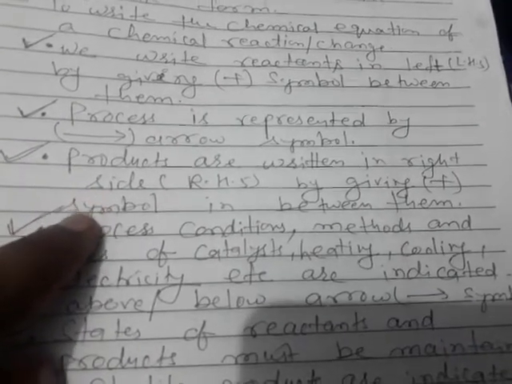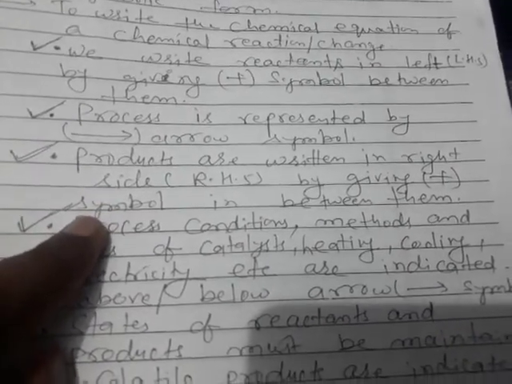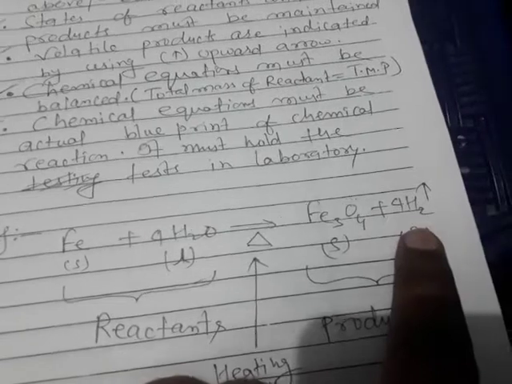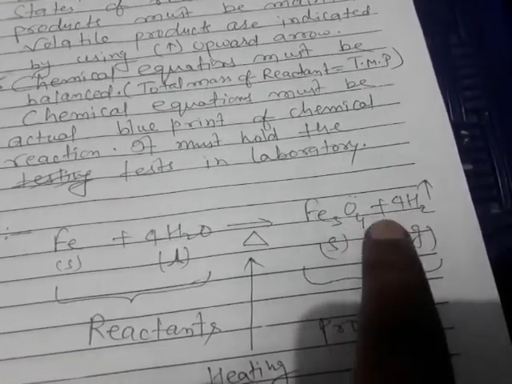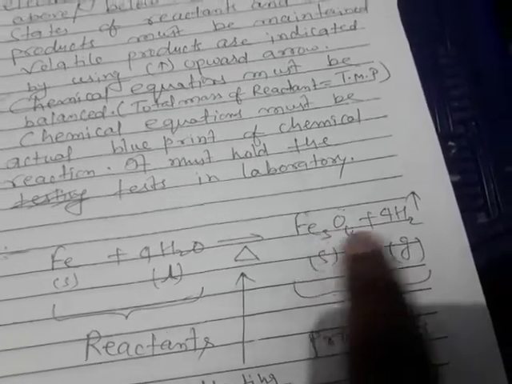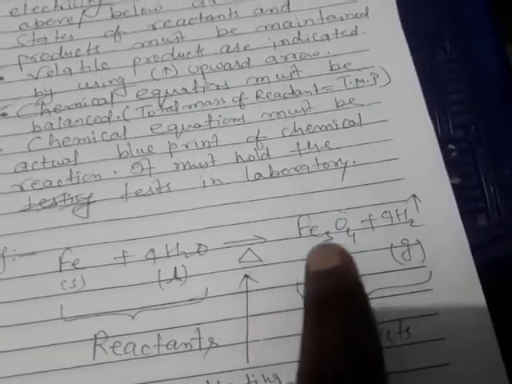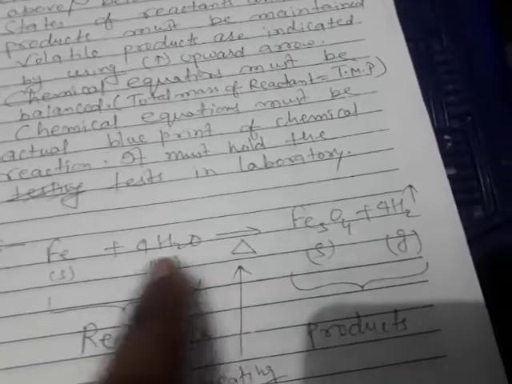Products are written on the right side, or RHS, by giving a plus symbol in between them. If there are more than two products, then the plus symbol is used to separate them, and products are written on the right side, not on the left side.